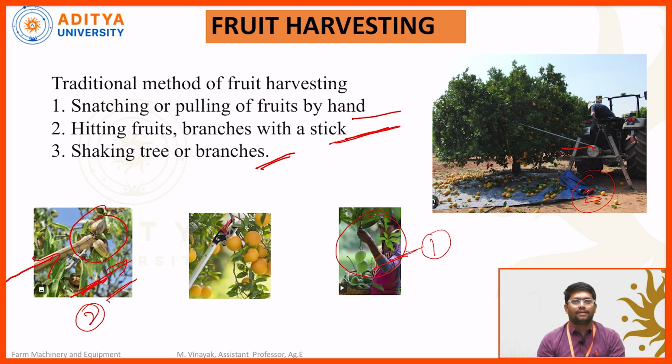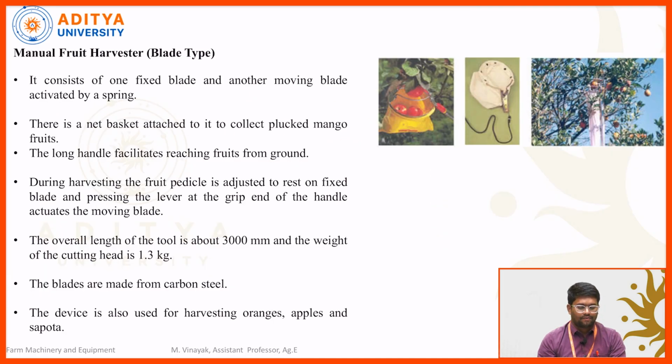In this semester we need to study only manual harvesting tools. Okay, so different types of manual harvesting tools are there. So we can look at the next slide. Okay, first one is the manual fruit harvesting blade type. It consists of one fixed blade and another one a movable blade.